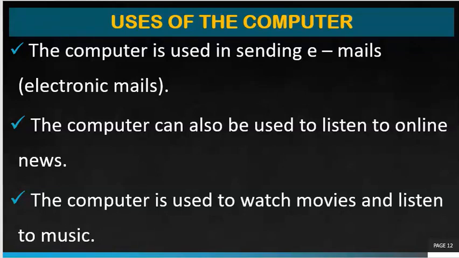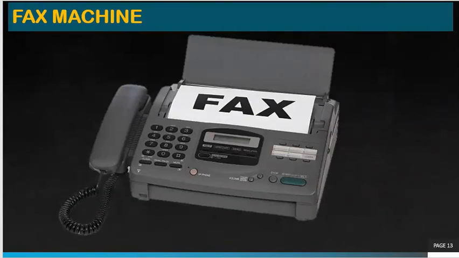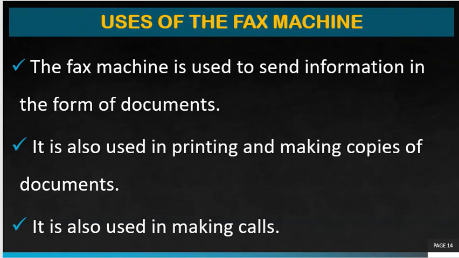Now the next device is what we call the fax machine. This is how a fax machine looks like. It looks similar to that of the telephone, but they are not the same. They have different uses. The fax machine is used to send information in the form of documents. The document will be scanned in the fax machine and sent to another person using a fax machine.